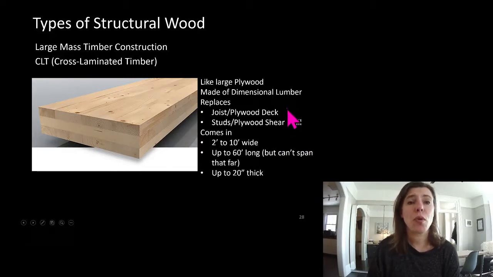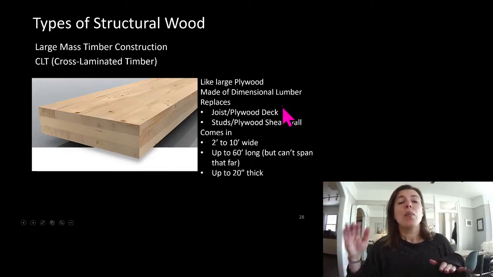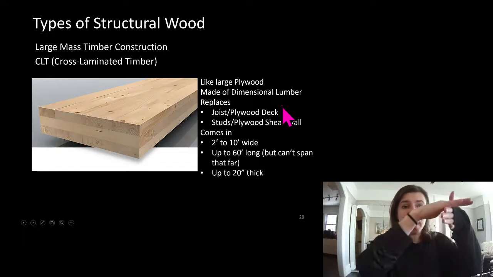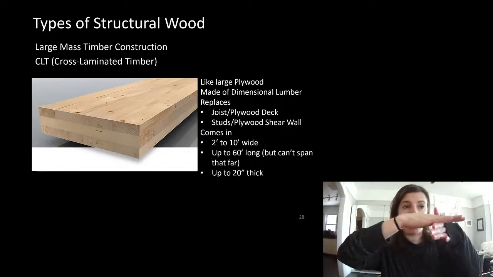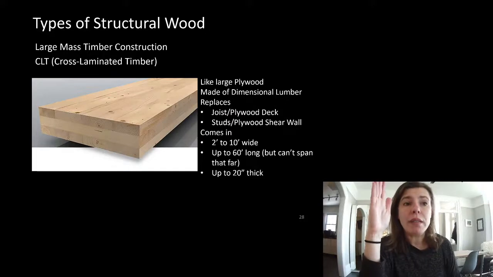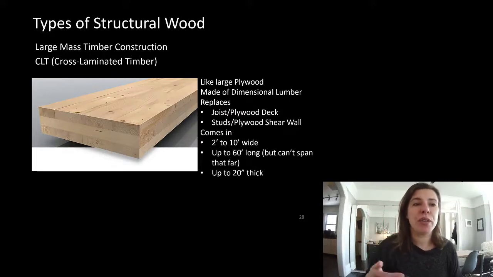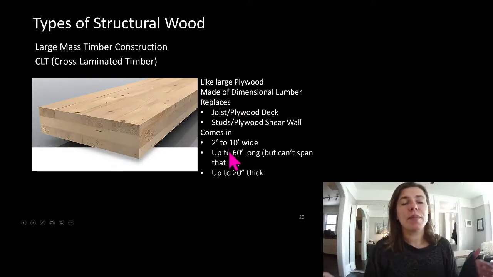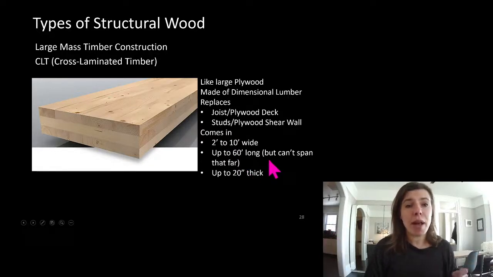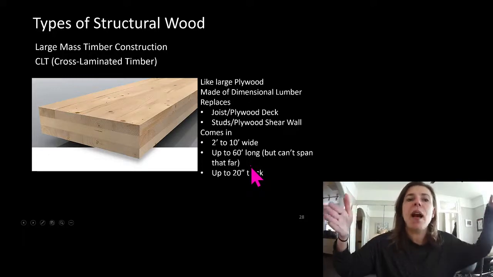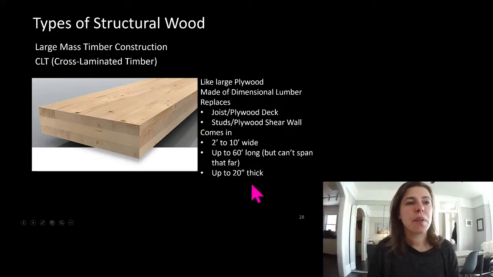This would replace plywood on joists if it is your floor or roof. And if it's your wall, it's replacing your plywood and your studs. It comes in sheets 2 feet to 10 feet wide. It can come up to 60 feet long, but it can't span that far, so you'd need other supports for it. And you can get it up to 20 inches thick.